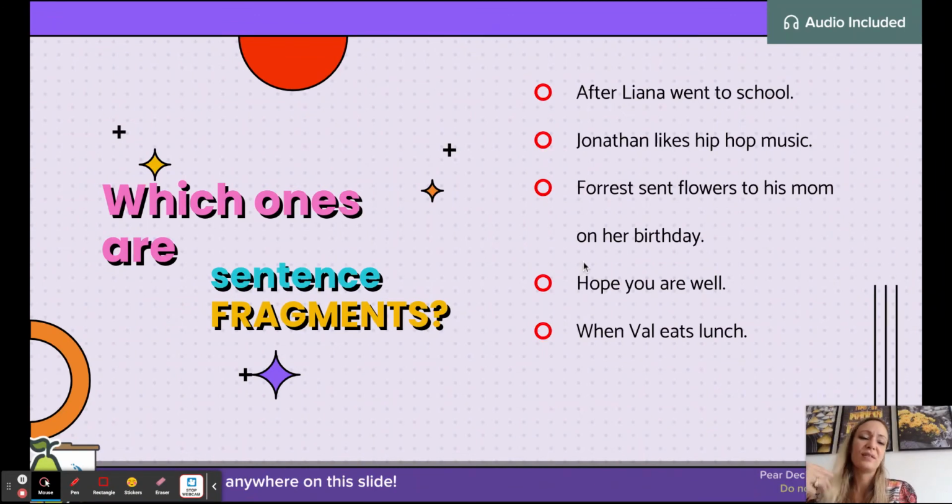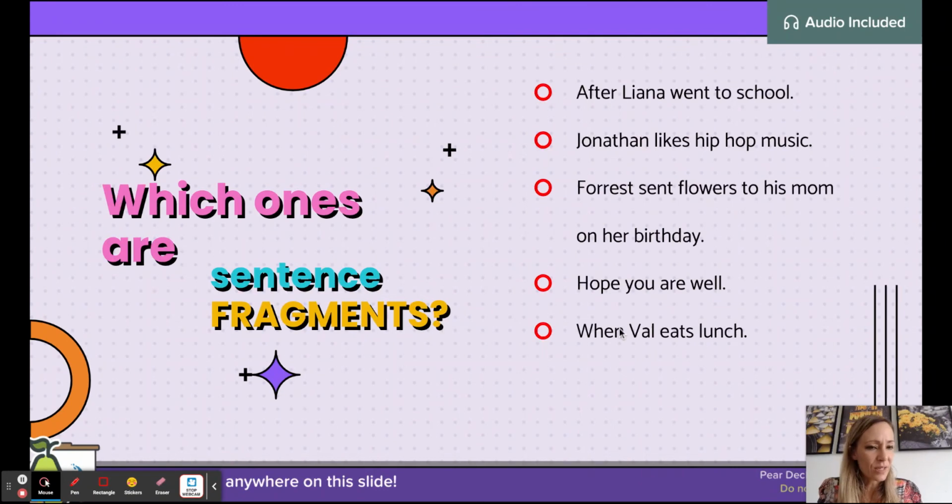Hope you are well is missing a subject. This is one I'm guilty of. In a quick wish or a text or even an email, they say, hey, hope you're doing all right. Well, who hopes? I hope. I could add that 1-letter word and it would be more correct. It's okay in informal conversation. It's just not okay in your academic writing.